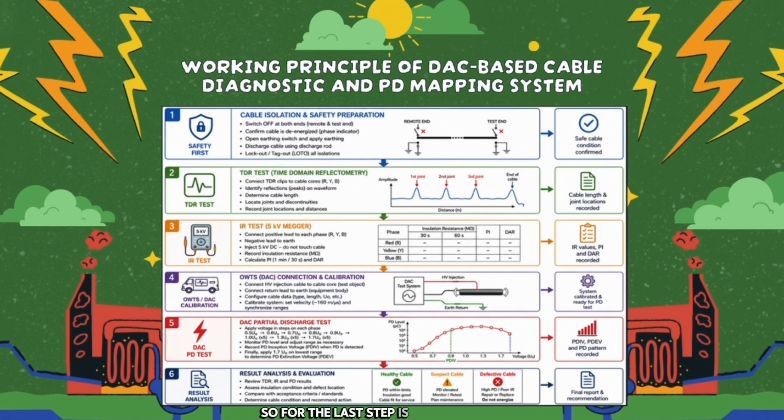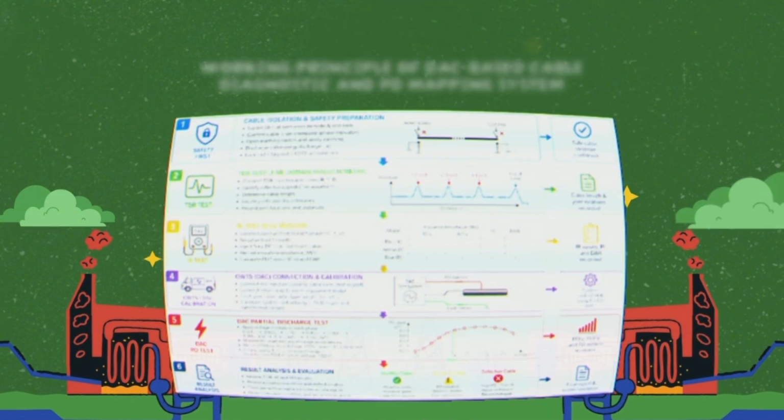So for the last step is step 6, obviously. So for the step 6 is result analysis and evaluation. We cross-reference our TDR, IR, and PD result against standard criteria. Cable are categorized as healthy, or we easily call it fit for service, suspect, elevated PD, monitor or retest, or defective, high PD or poor IR, do not energize immediately, repair required, or we call it NWT. So we going to the next slide.